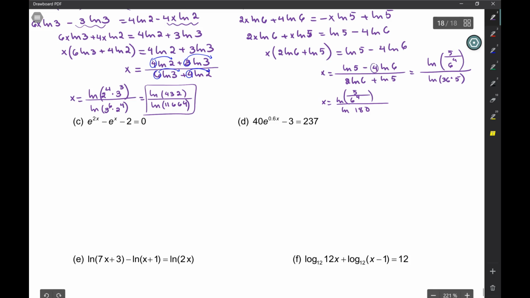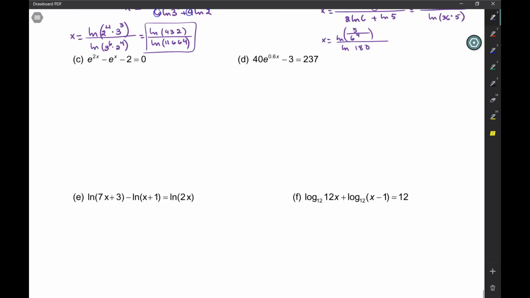Well, because this comes up. No, so you have ln of 5 minus ln of 6 to the 4. And then it'll be divided by. So you'll have ln of 5 minus ln of 6 to the 4. Okay, and then that'll be ln of 5 over 6 to the 4. Okay, so this one.